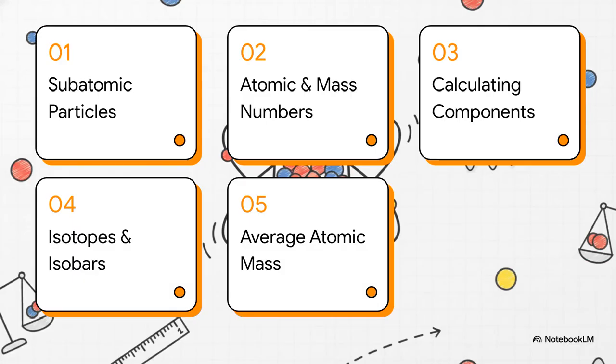Here is our game plan for today. First, we'll meet the subatomic particles, then define atomic and mass numbers. After that, we'll calculate atomic components, dive into variations like isotopes and isobars, and finally, calculate atomic mass. Let's get right to it.